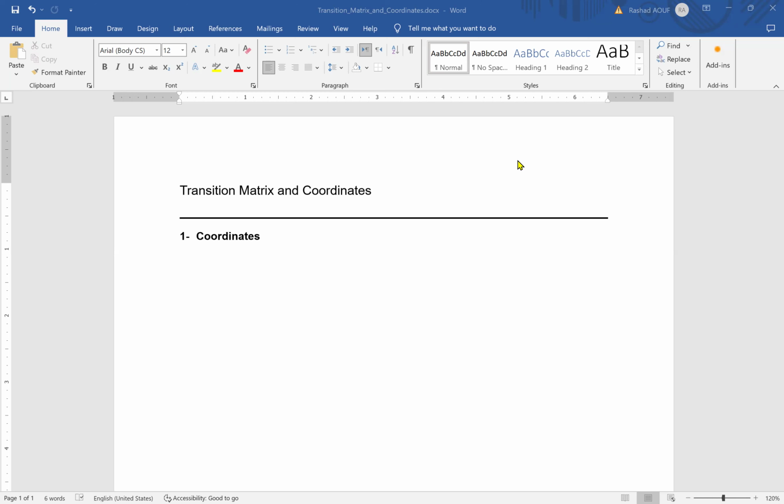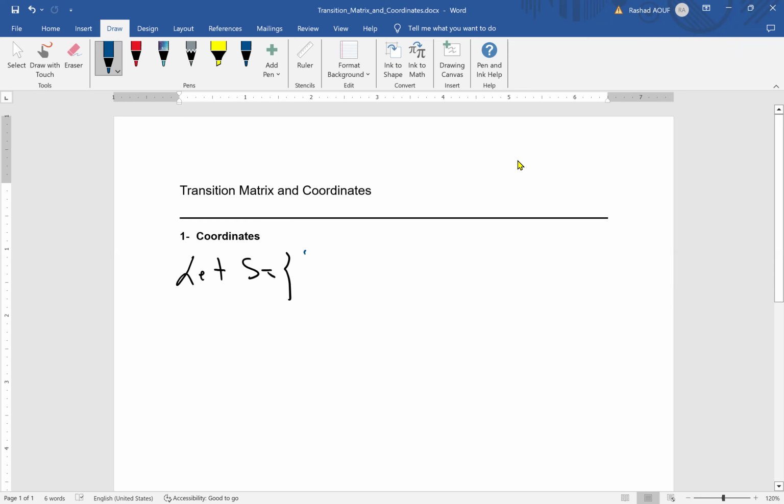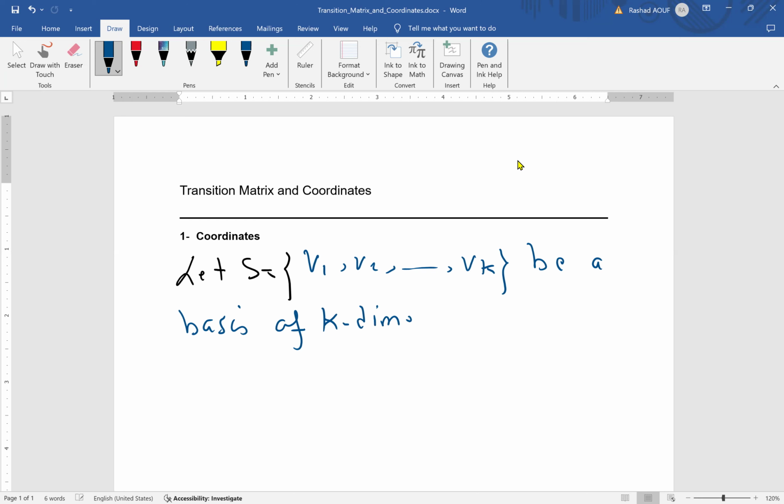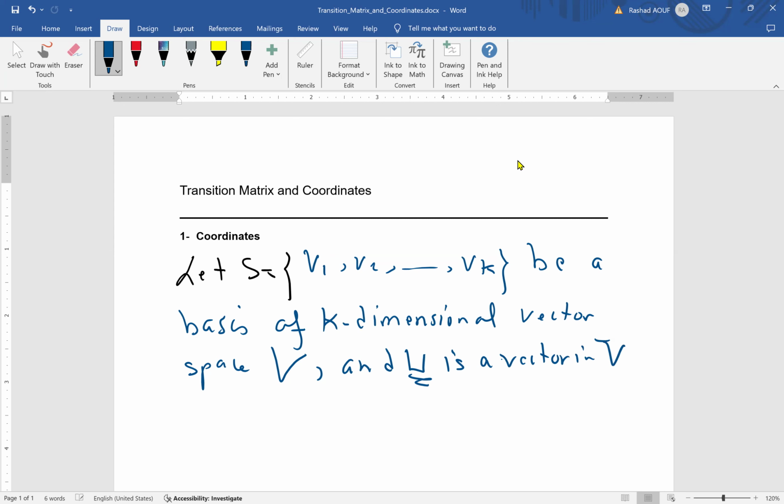Let's say we have a set of vectors. Let S equal {V1, V2, ..., Vk} be a basis of a k-dimensional vector space or subspace V, and U is a vector in V.